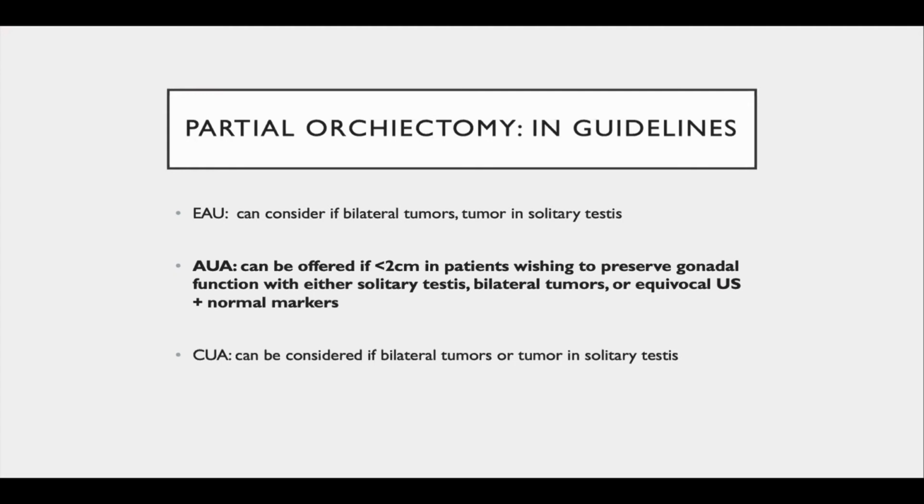The most recent AUA guidelines probably give us the most clear guidance about this. So they define these masses as less than 2 centimeters. And you can offer partial orchiectomy to men who have these small testes masses who are wishing to preserve some type of gonadal function in these same scenarios of a solitary testis, bilateral tumors, or similar to our case, an equivocal ultrasound with normal markers. So this probably gives us the best guidance as to what to do in this scenario.